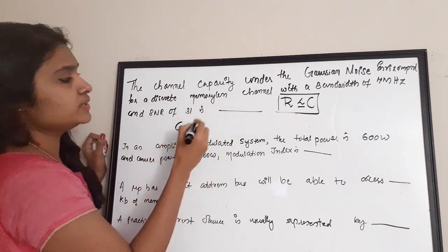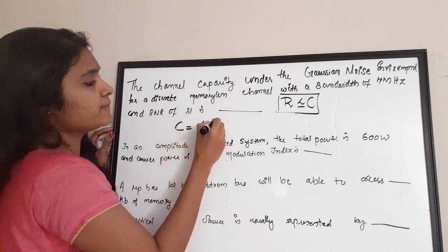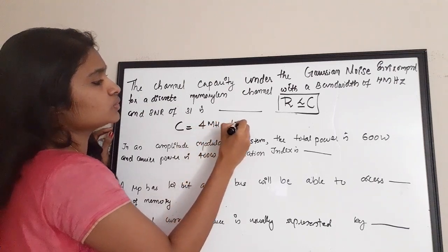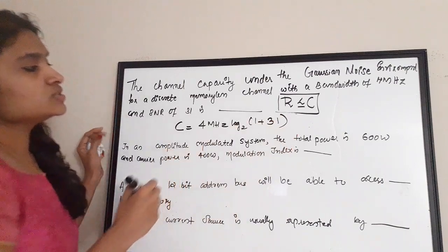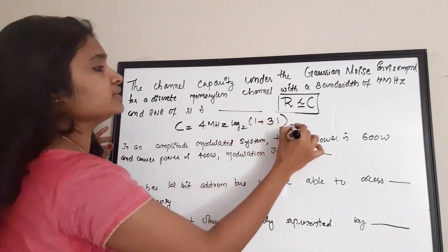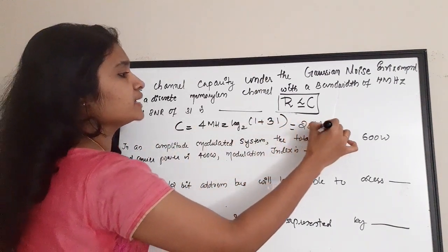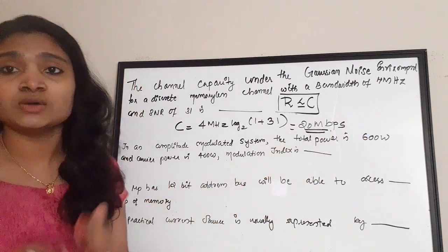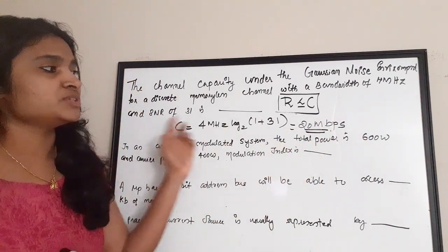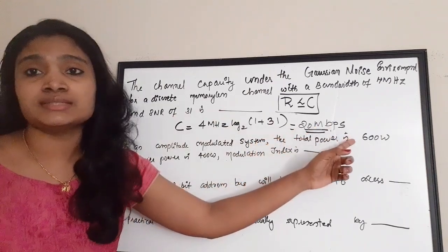for bandwidth. So it is 4 megahertz into log 2 (1 plus SNR), which is 31. Okay, so this is the equation. And if you solve it, you will get the value as 20 megabits per second as the channel capacity. So the correct answer is 20 megabits per second.